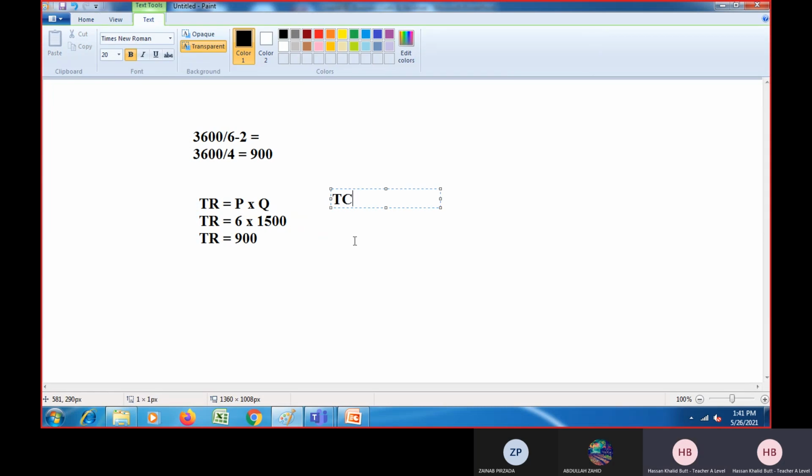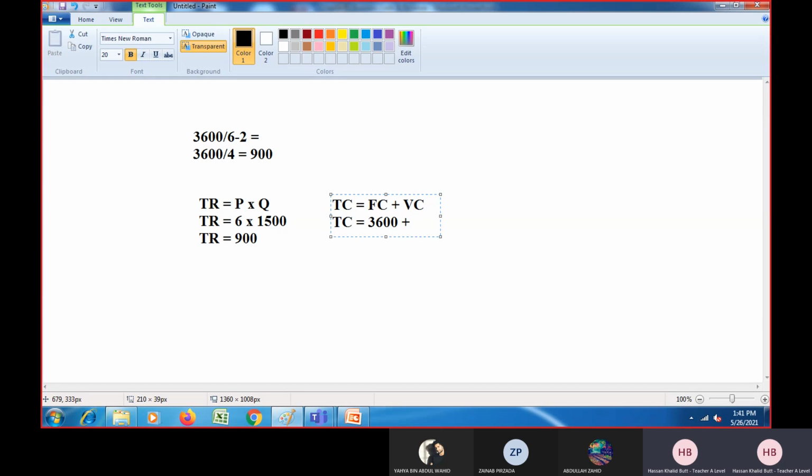at the same level. And you know what the formula is? Fixed cost plus variable cost. Okay, and now we'll put the values in it. Total cost is equal to fixed cost, which is how much? That is 3600, right? And for variable cost, I told you earlier, this is actually the total variable cost.